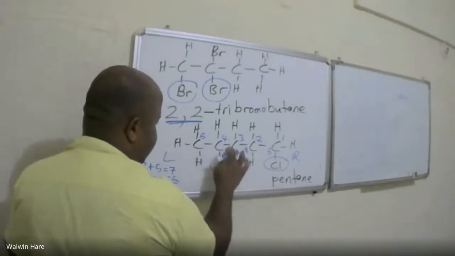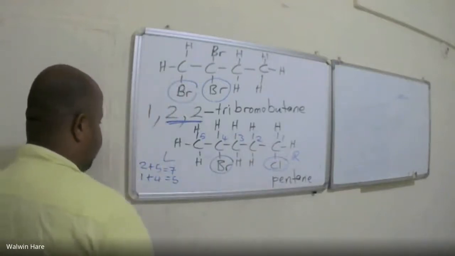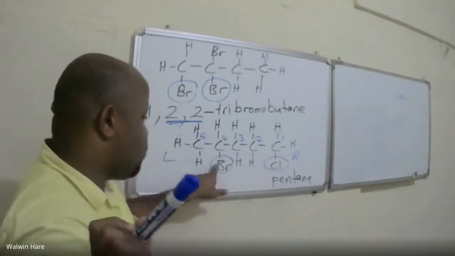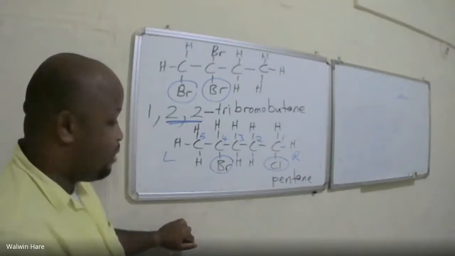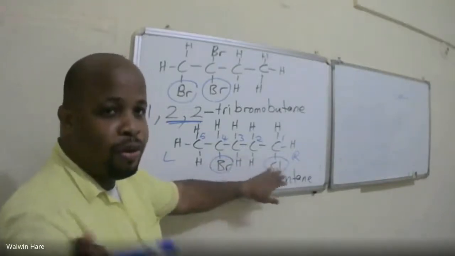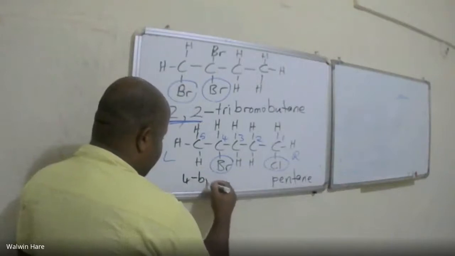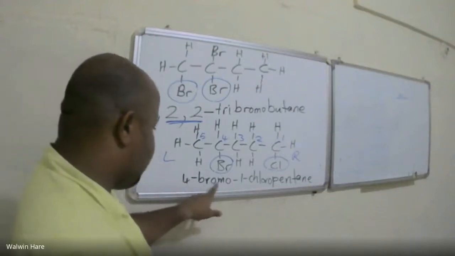So we can erase these numbers that represented left to right. So now tell me what I should write. One chloro. All right, so the rule is when you have two different substituents, you must list them in alphabetical order. Bromo comes before chloro in the alphabet, so B before C. So it would be 4-bromo-1-chloropentane, right? Remember, you always put a dash between the number and the word.